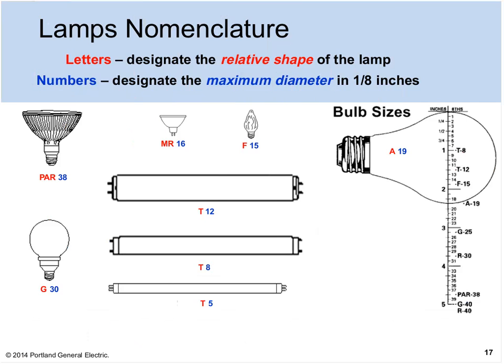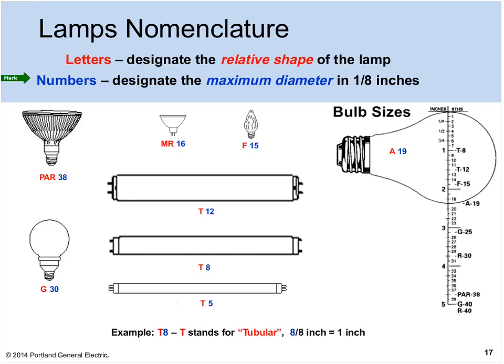So in this next section, we're going to discuss two common lamp families, incandescent and fluorescent. But first, I want to go over some lighting terms that help us describe lamps. And unfortunately for some of you, this is going to involve a little math. All light sources are designated by a letter, and this designates the relative shape of the lamp, and then it follows by a number. And this designates the maximum diameter in 1/8 of an inch, and that's where the math comes in.